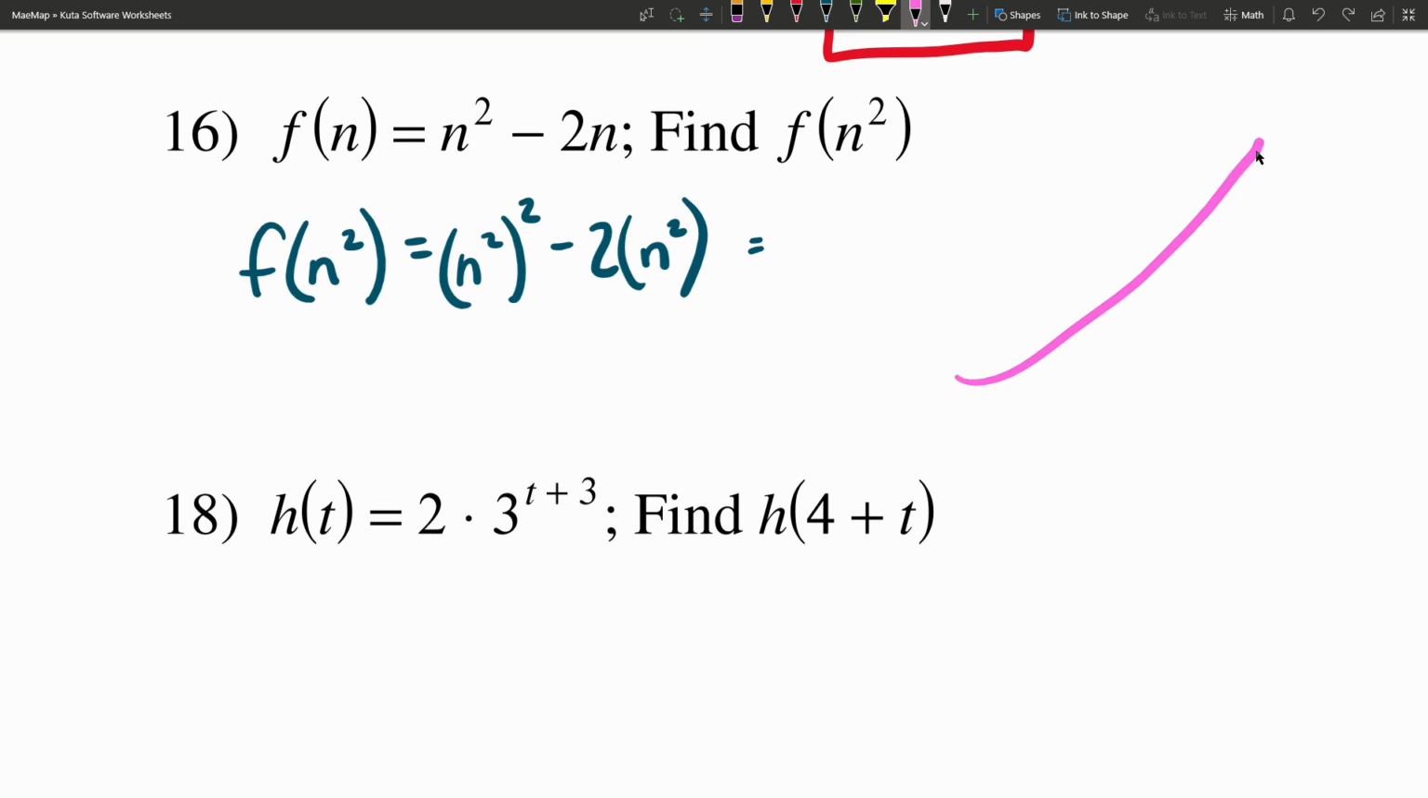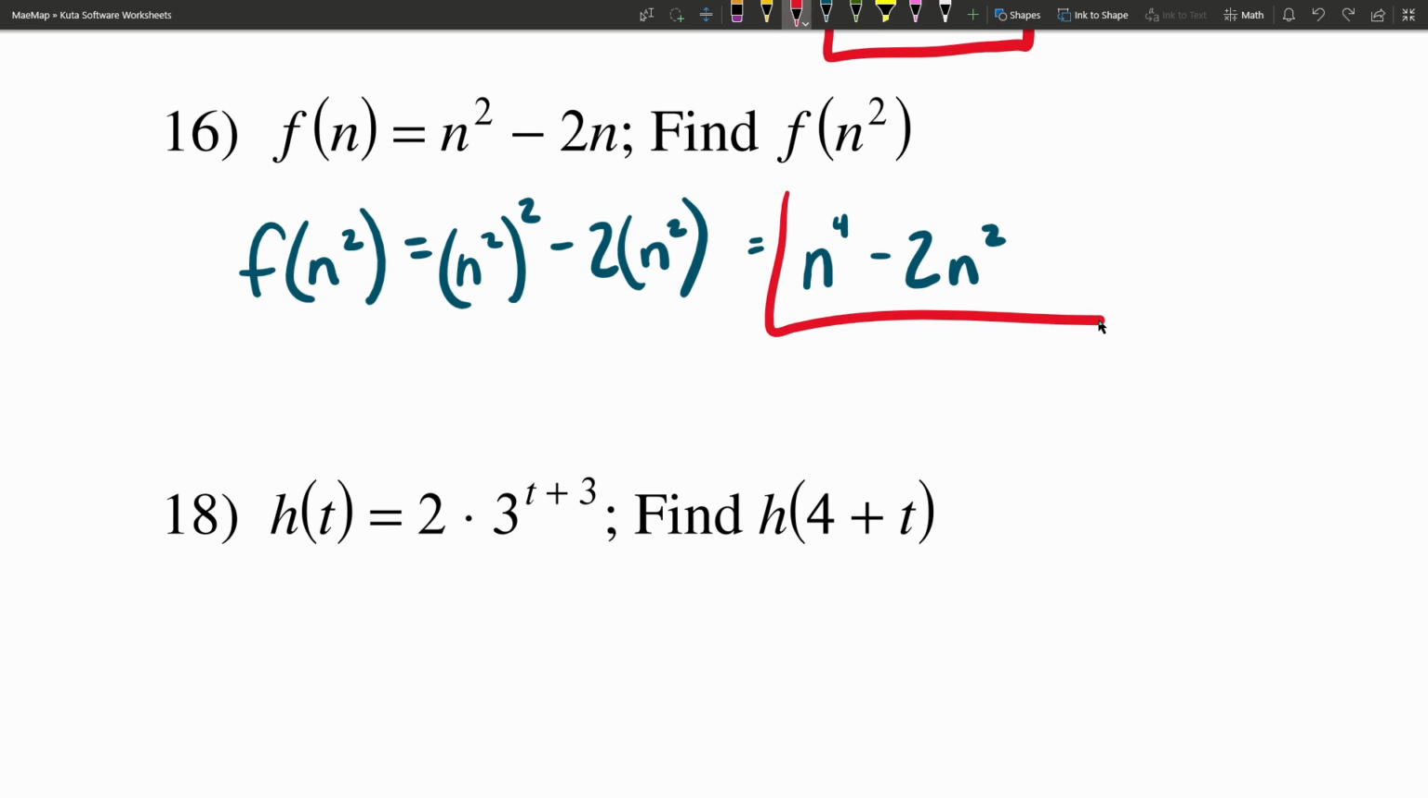And if you need a quick refresher, again, I'll leave a card over here. But continuing on, n squared squared is n to the 2 times 2, which is n to the 4th, and we're subtracting 2n squared from that quantity. So n to the 4th minus 2n squared is the solution in number 16.